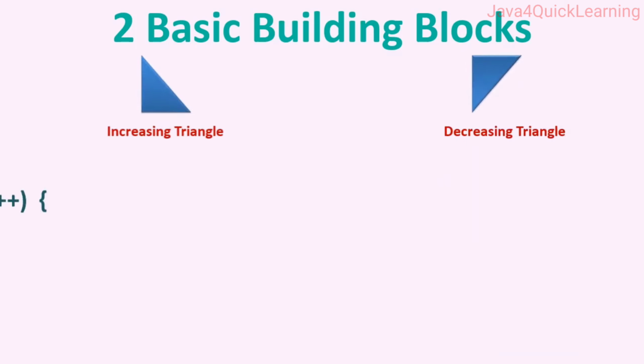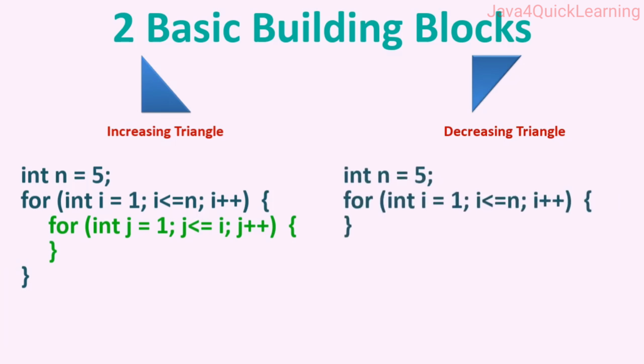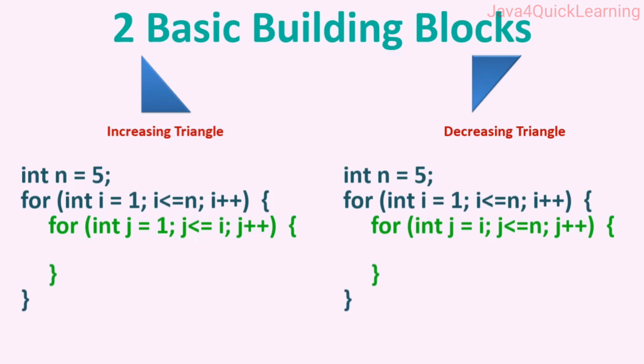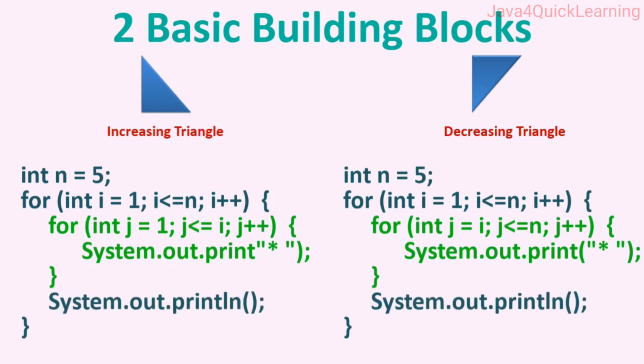Increasing triangle has outer loop from 1 to n and inner loop from 1 to i. Decreasing triangle has outer loop from 1 to n and inner loop from i to n. Inside the inner loop, we have a print statement to print the star, and the last statement of the outer loop is a println statement which takes you to the next line after a complete row is printed. You need to remember these two pattern codes.